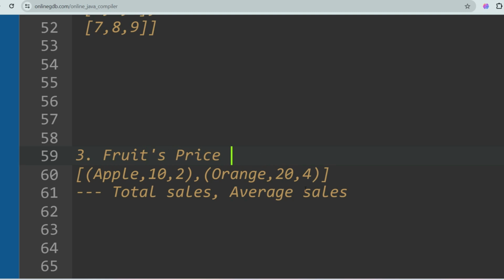Okay, so the next question is fruits price. In this problem, you are given an array of tuples, and in the tuples, the name of the fruit, the unit price, and the quantity are given. You have to calculate the total sales and the average sales of those. Like in this case, apple and orange have 20 plus 80, so the total sales is 100, and the average sales is 50. So this way you have to write the code.